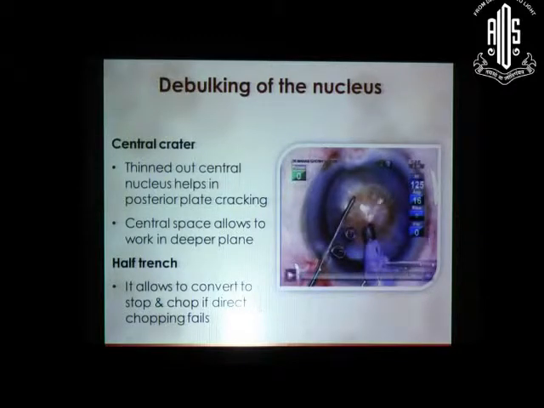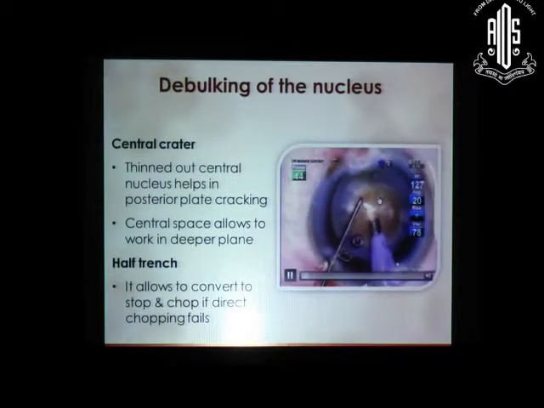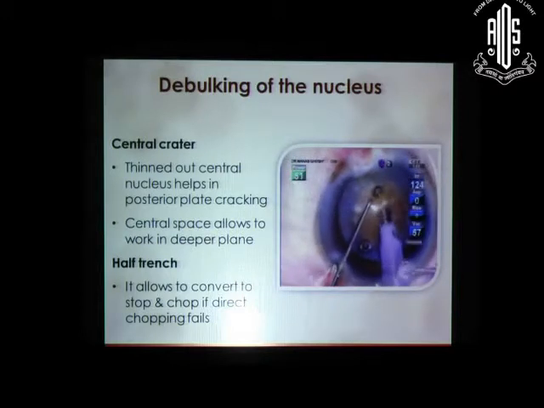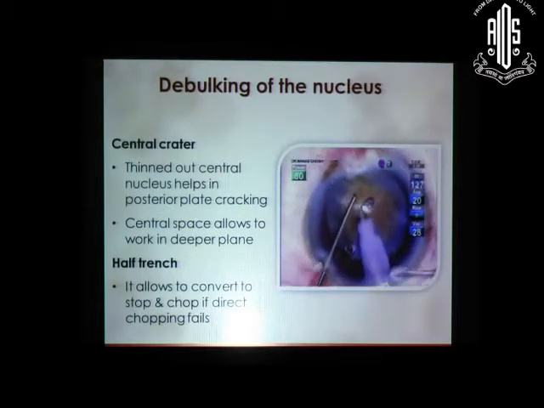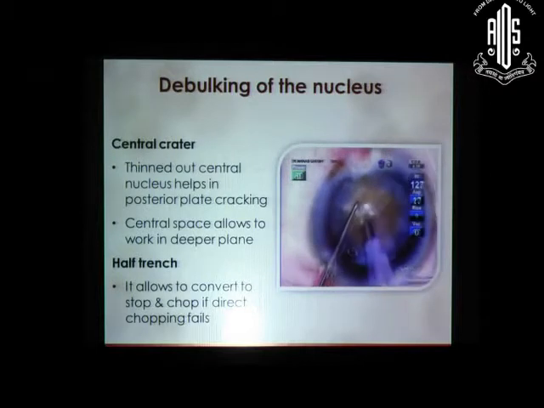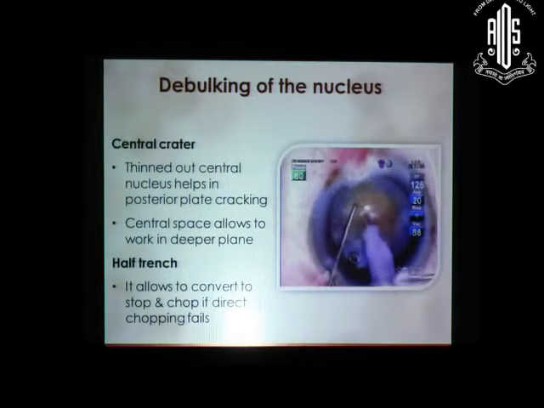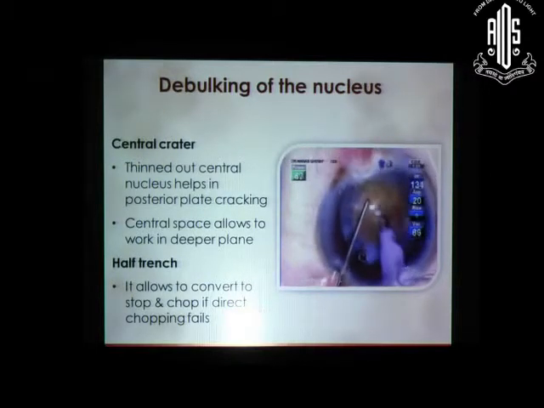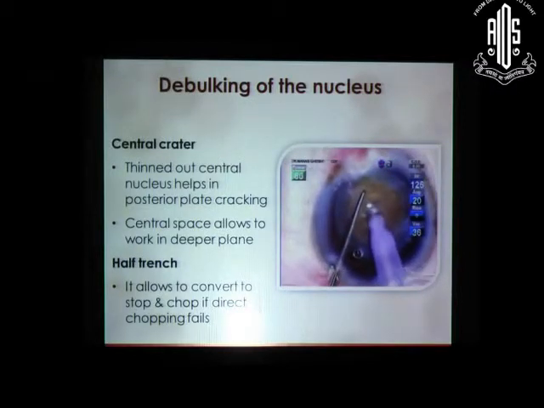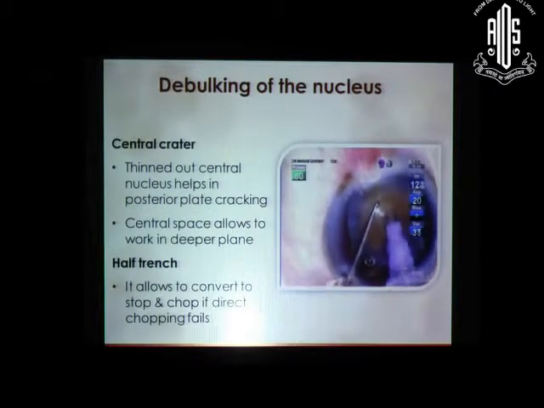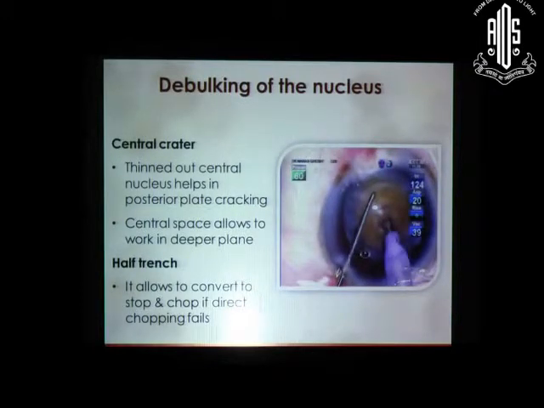This is a small video showing the central crater formation. The parameters that I use are traditional continuous power, low vacuum and low flow rate. See, as I am using the traditional power, I am giving more power, so the chance of heating is more. So my assistant is pouring saline onto the incision so that there is no incisional burn. When you are using high power in the continuous mode, there is chance of wound burn. So you must be careful.